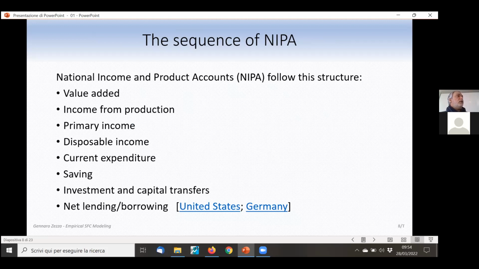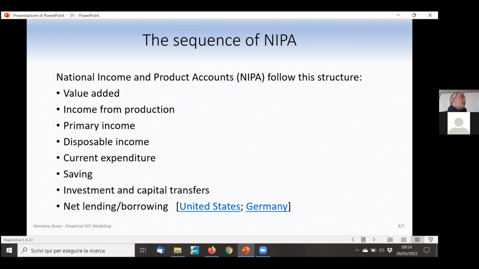Sometimes they also distinguish between gross production and value added, where the difference is given by the intermediate products. Now, value added will be made by wages, profits, which are called gross operating surplus, and net indirect taxes. And these are distributed to institutional sectors.